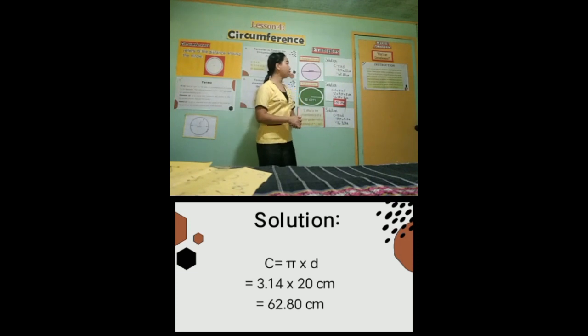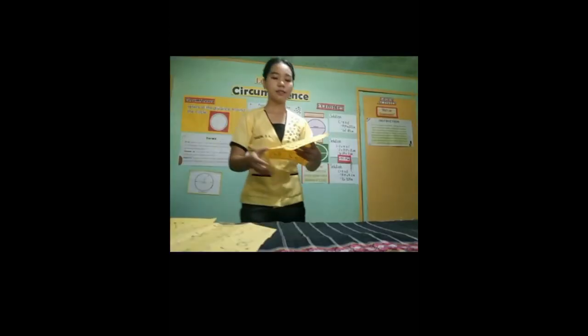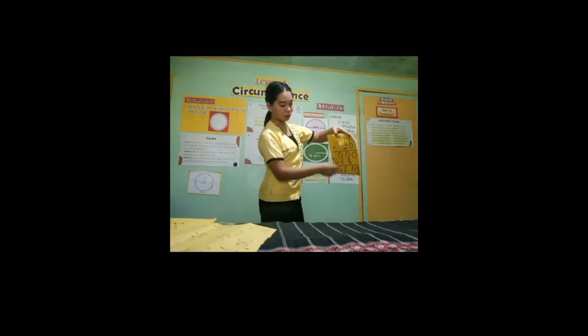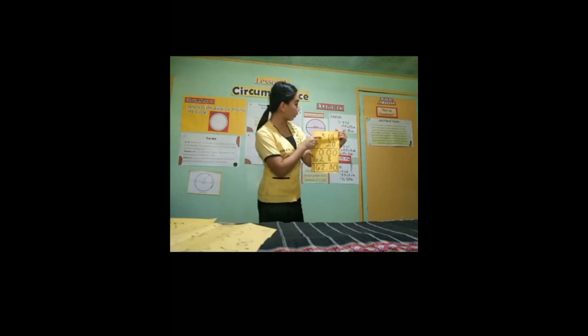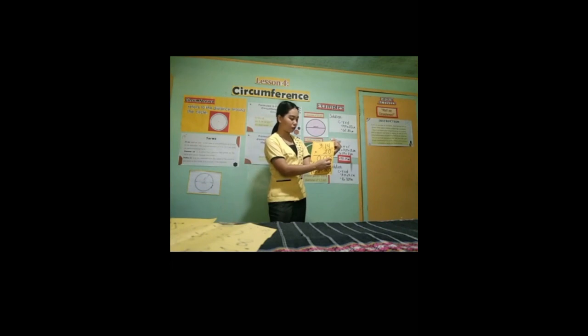So class, as we multiply these two, the form that we are going to use is this one. We have here two factors: 3.14 multiplied by 20 centimeters. What is this one here? Yes, multiplicand. And this one under the multiplicand is our multiplier. And yes, we are going to multiply these two factors. Very good.